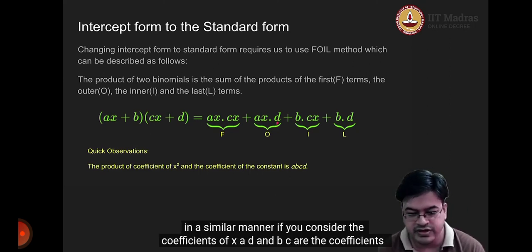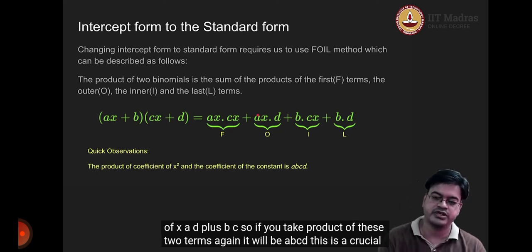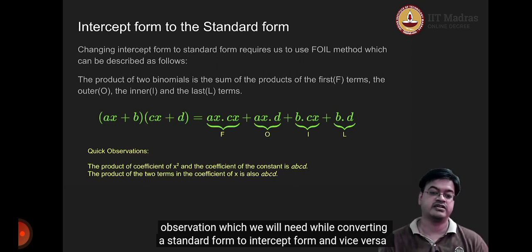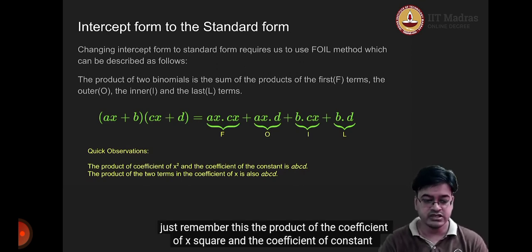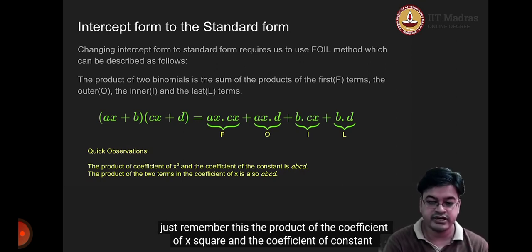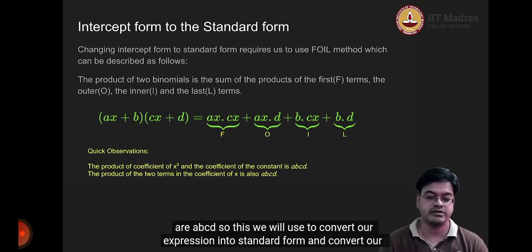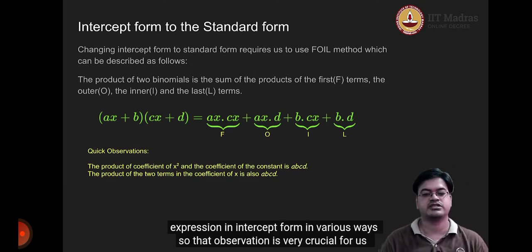In a similar manner, ad and bc are the coefficients of x, ad plus bc. If you take the product of these two terms, again it will be abcd. This is a crucial observation which we will need while converting a standard form to intercept form, and vice versa. Just remember this: the product of the coefficient of x square and the constant is abcd, and the product of the two coefficients of x is abcd. Both of them are abcd. So we will use this to convert our expression into standard form and into intercept form in various ways. That observation is very crucial for us.